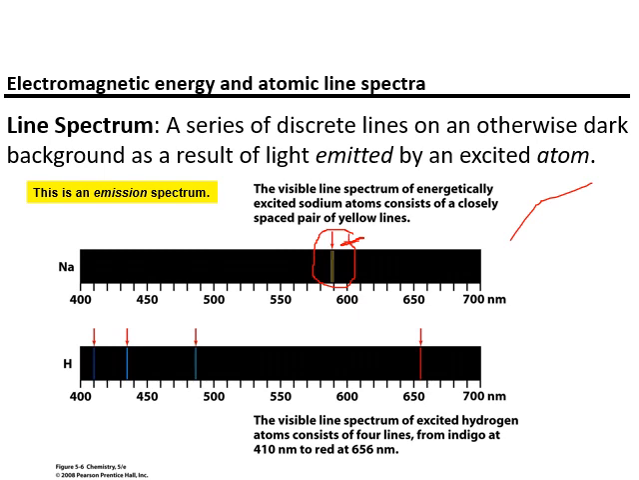And then this is the way hydrogen looks. At the bottom here, this is hydrogen, and it has 4 lines. Actually, it has more than that. They're only showing the visible ones. So you'll notice there, at the right, you have a red line, and then kind of a turquoise over to the left, and then a light blue, and then a darker blue.